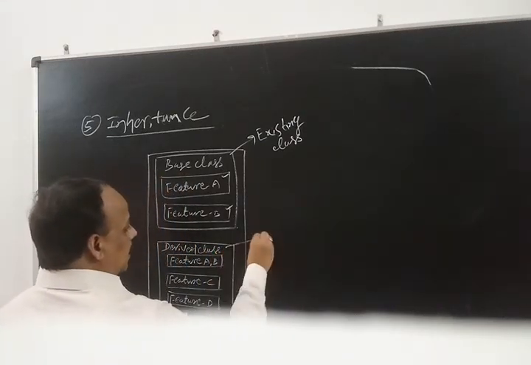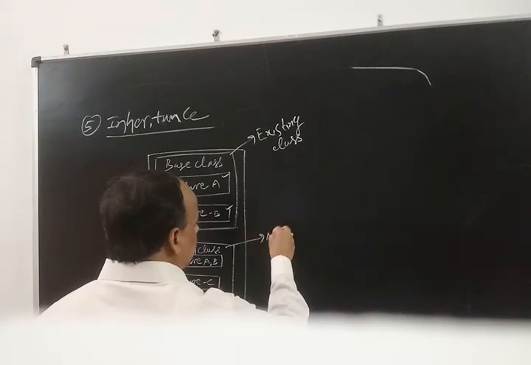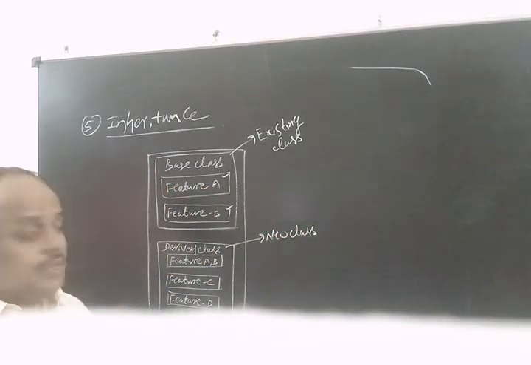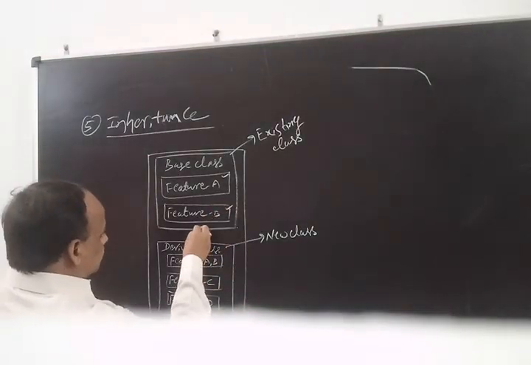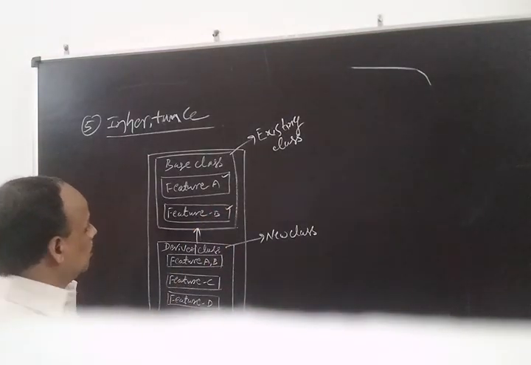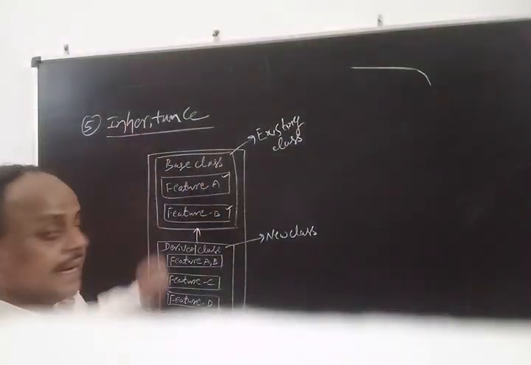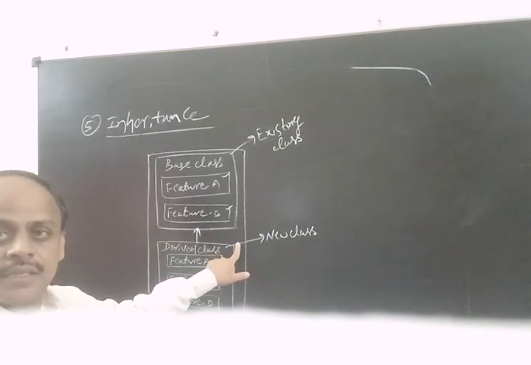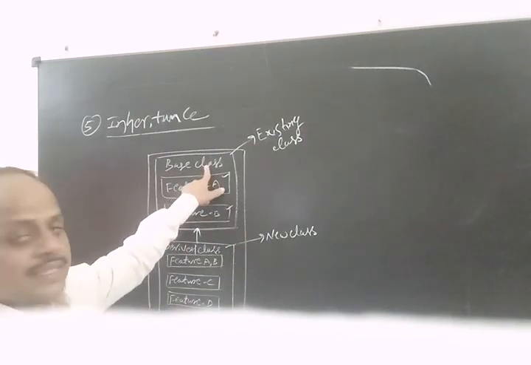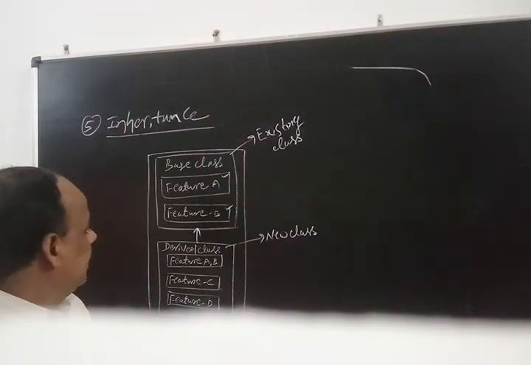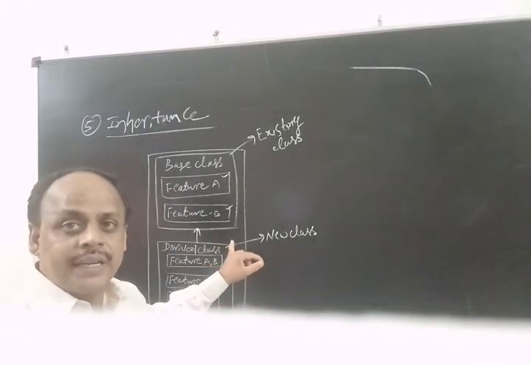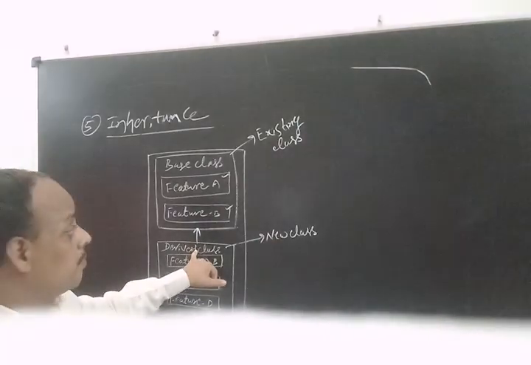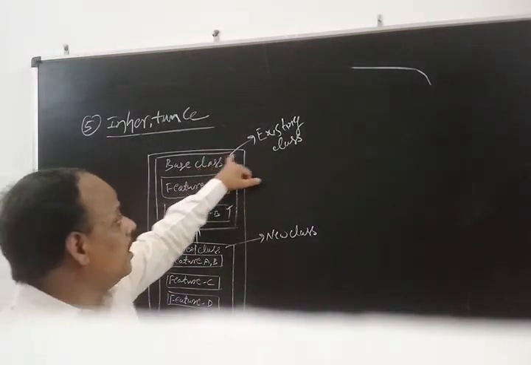This is a derived class. It is also called a new class. What does inheritance mean? It is the process of creating a new class from the base class. Inheritance is a process of creating a new class, called the derived class, from the base class, called the existing class.